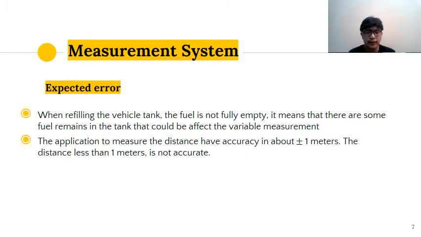There are some expected errors also from this experiment. The first one is that when refilling the vehicle tank, the fuel is not fully empty. It means that some fuel remains in the tank that could affect the measurement variables. The second one is that the application to measure the distance has an accuracy of about plus or minus 1 meter. A distance of less than 1 meter is not accurate.